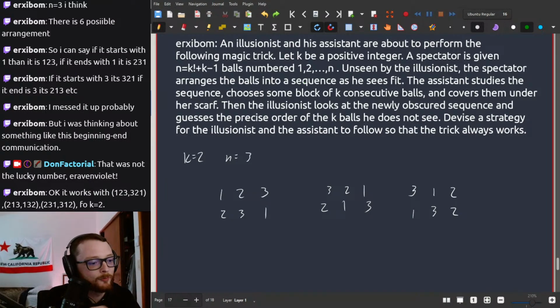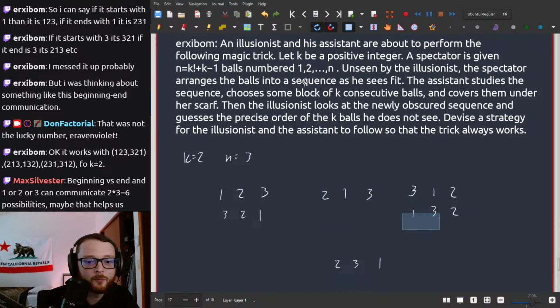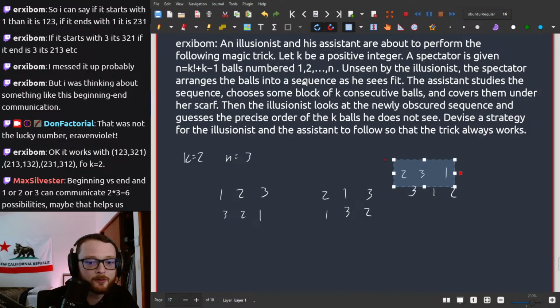One, two, three. Three, two, one. Two, one, three. One, three, two. Two, three, one. Three, one, two.